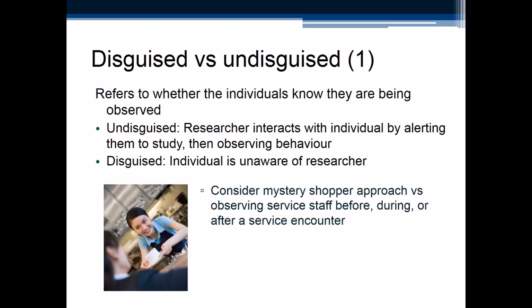We can think about disguised versus undisguised research. When we think about observation, often we think about disguised research, but we can certainly have undisguised research as well. Undisguised might be where the researcher alerts the potential participants to the fact that they're being observed and then looks to monitor how they go about their behavior. If someone comes into one of my lectures, for example, to observe my teaching style, and this happens regularly, I know who that person is.